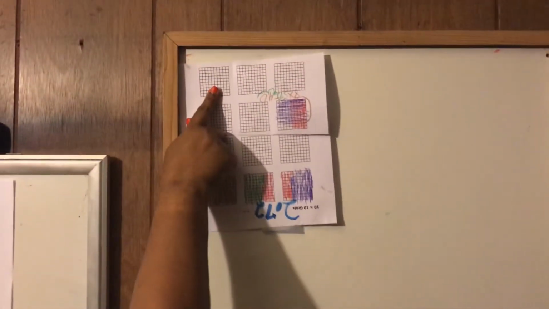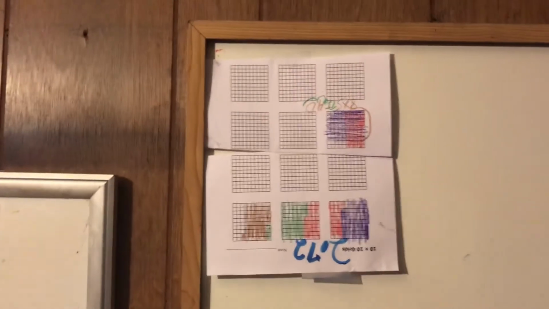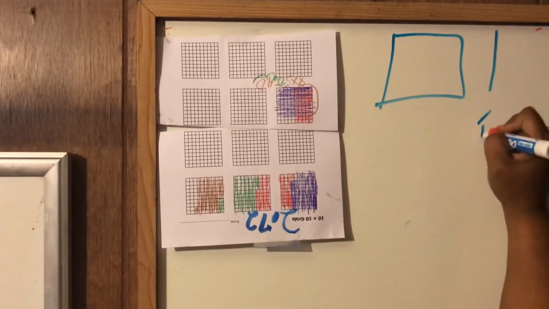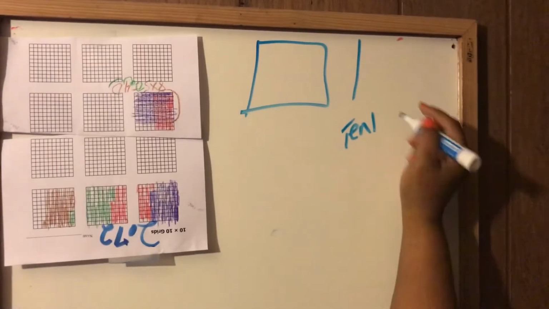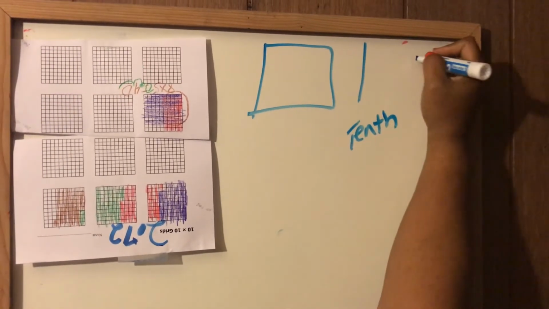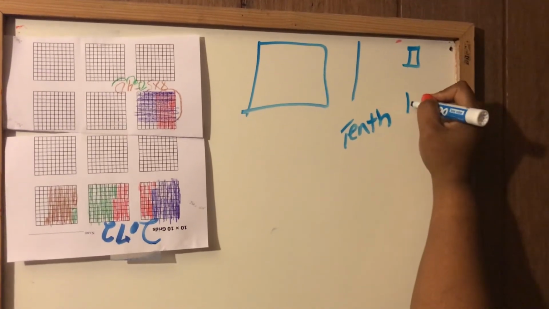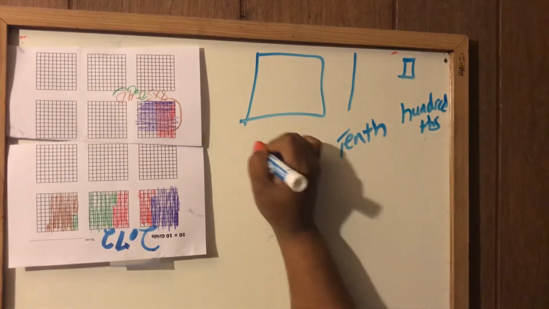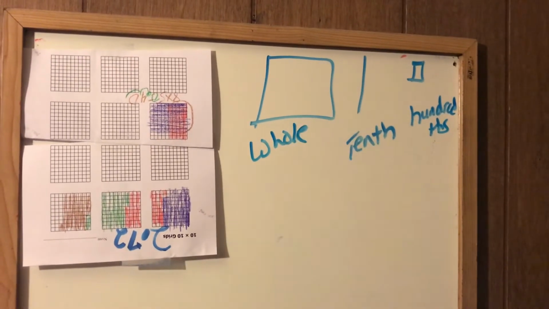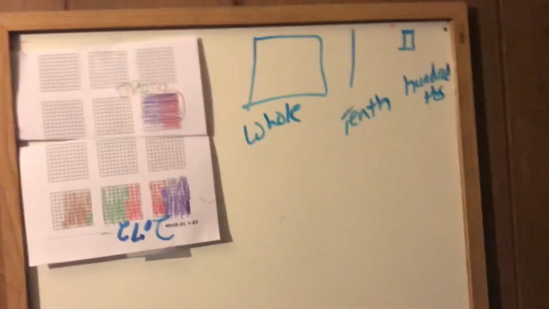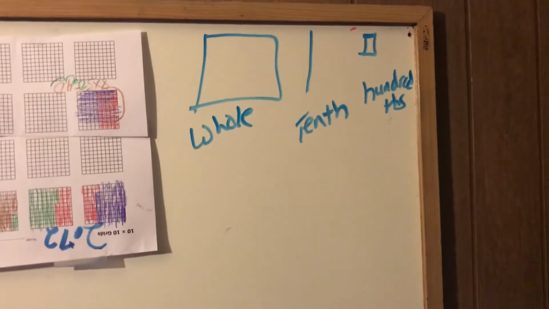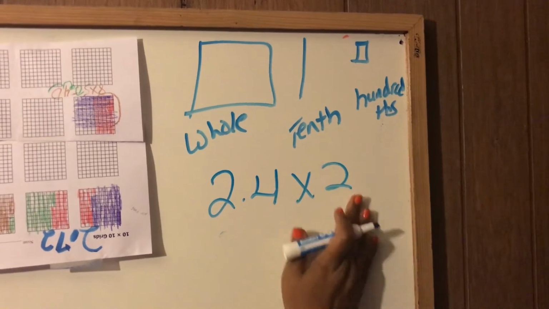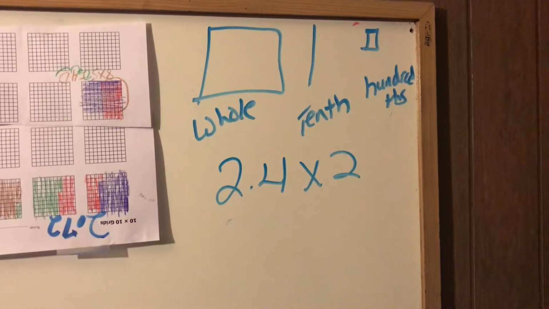Normally we know this is a whole. That is the 100 grid, so I'm going to call it 100. That will be my tenth. A tenth. And this will be my hundredth. And this is my whole. Alright, so let me get my problem. I'm going to do for you 2.4 times 2.